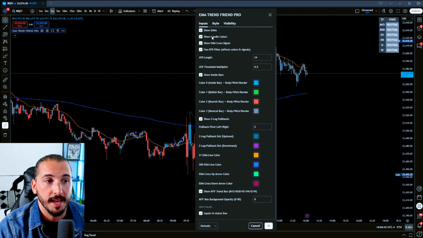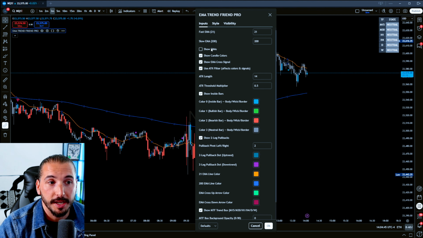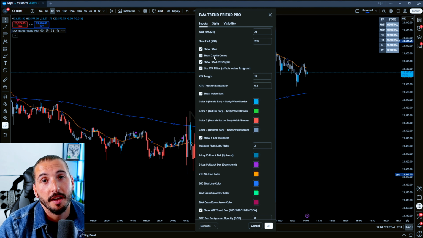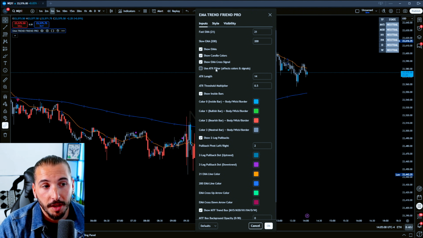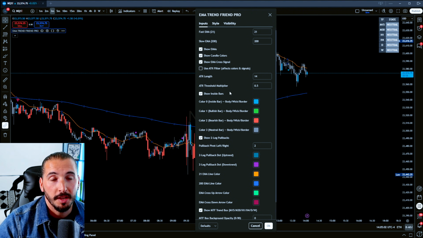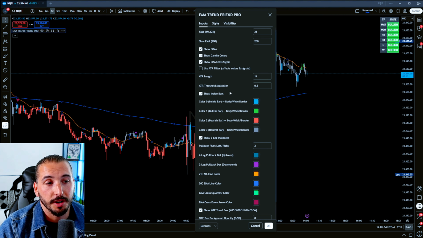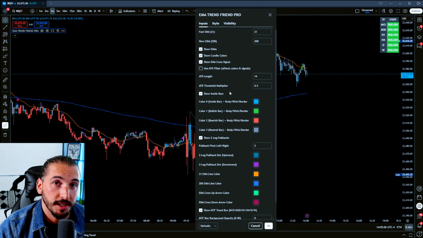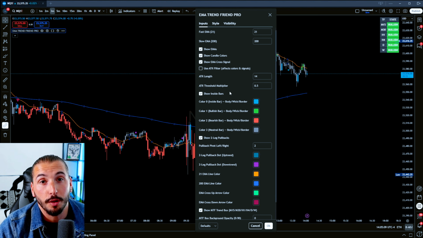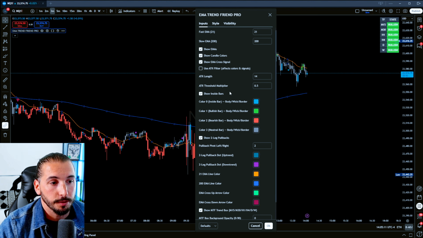So you can see right here, we have show EMAs, so you can toggle these on and off. Show candle colors. This will overwrite your candles based on whether the order flow is above or below an EMA cross. Show the EMA signals and use ATR as a filter. Now, personally, I don't like using ATR as a filter. I want to see every single candle structure in there. But if you're someone that likes to use an ATR as a filter to see where volume is stepping in the market, it's a great little tool for you.